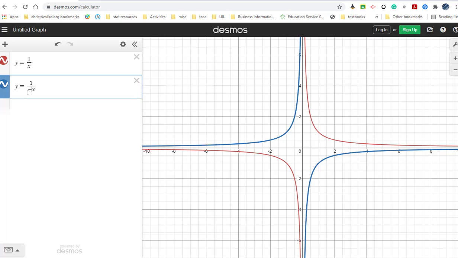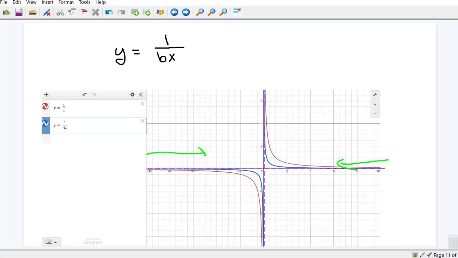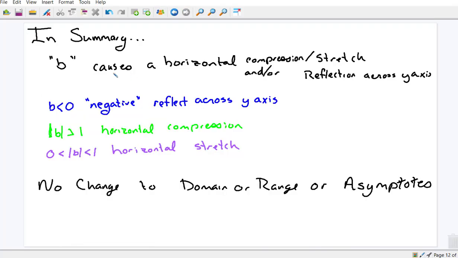And that's going to tell you if it was a vertical or a horizontal. Horizontal is going to be in the denominator. Vertical is going to be in the numerator. And so let's go ahead and summarize what this looks like. So in summary, that B is going to cause a horizontal compression or stretch, and a reflection across the x-axis or the y-axis.